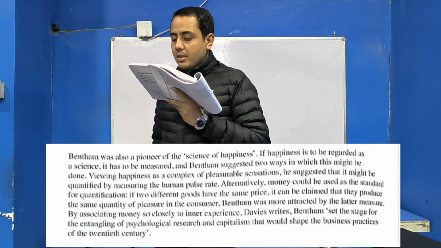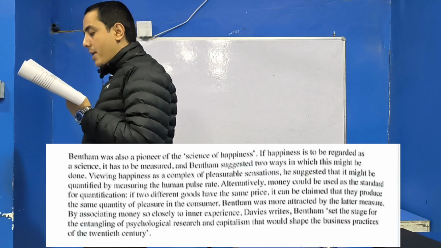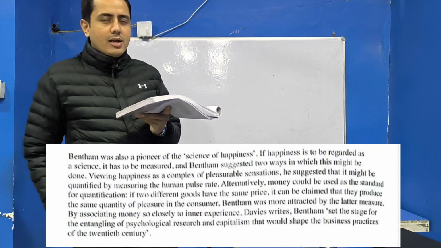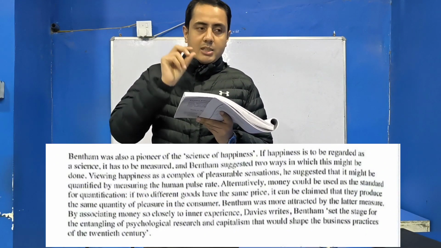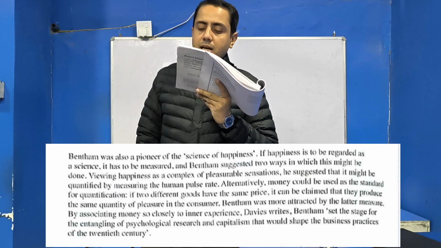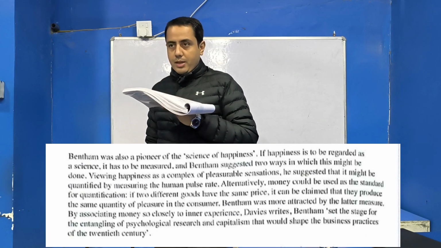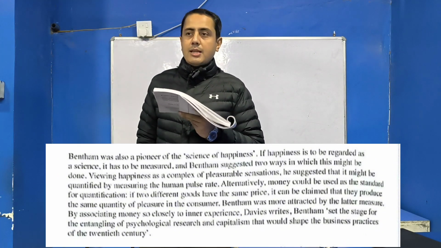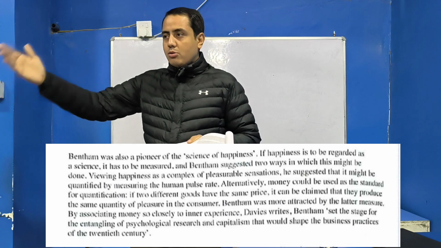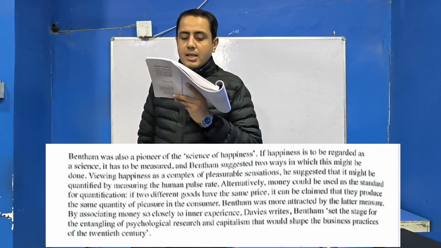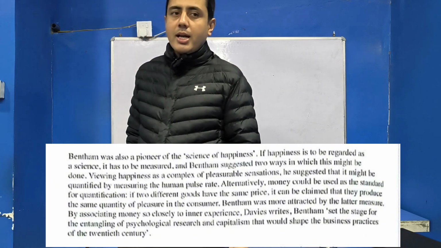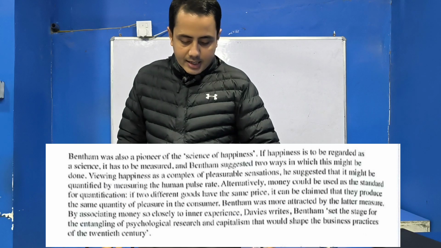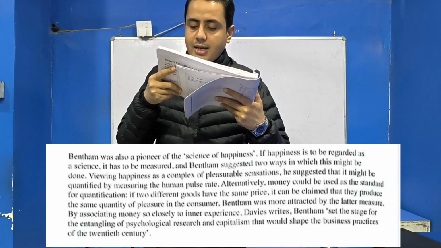Let's say Bentham was more attracted by the latter measure by associating money so closely to inner experience. Inner experience means, like we read earlier, I guess psychology experience. By associating money and psychology, Davis writes, Bentham set the stage for the entangling of psychological research and capitalism. Set the stage for means do something very important in the beginning, for something very big. Entangling means to connect things. Entangle like this. In Nepali, aljinu.